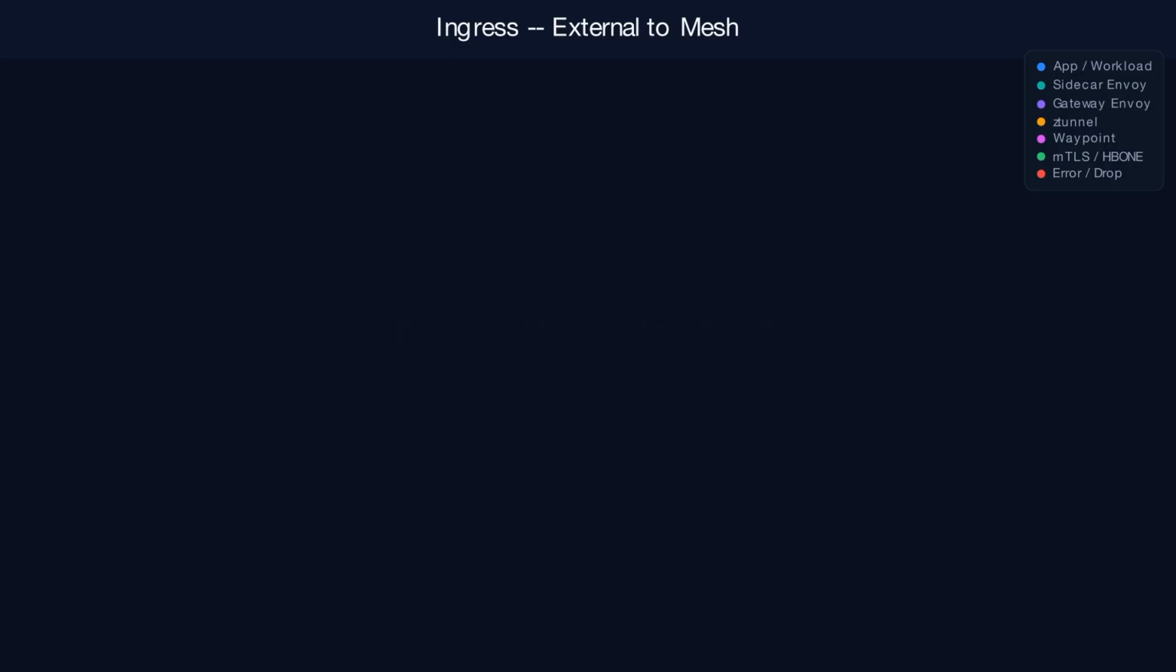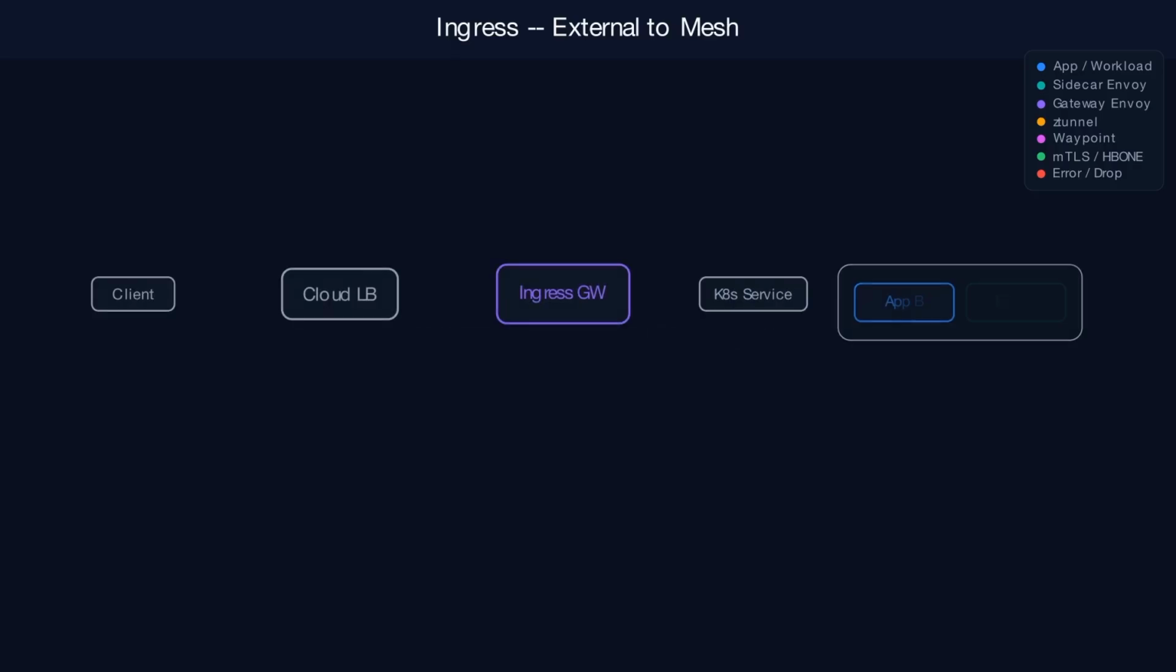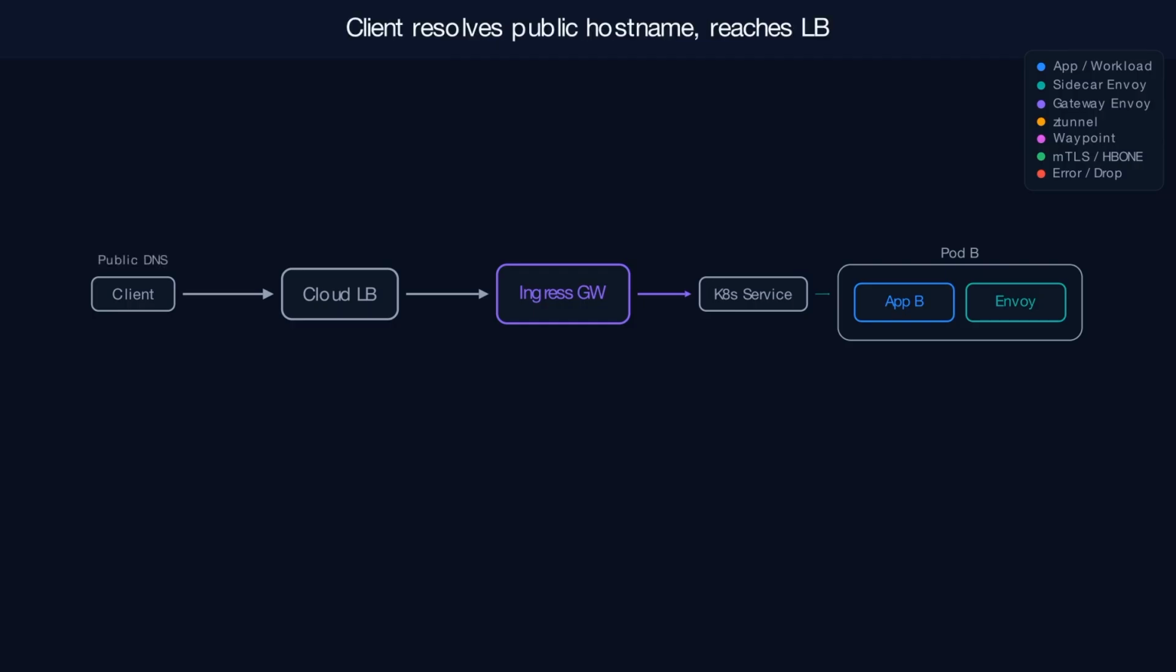Now let us trace ingress traffic from an external client into the mesh. Think of this as the front door of a building with a receptionist who checks your badge and directs you to the right office. The client resolves your public host name and reaches a cloud load balancer.